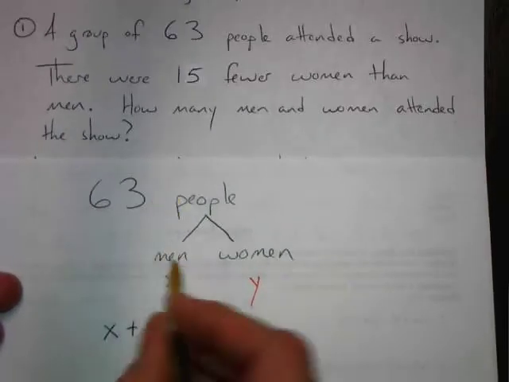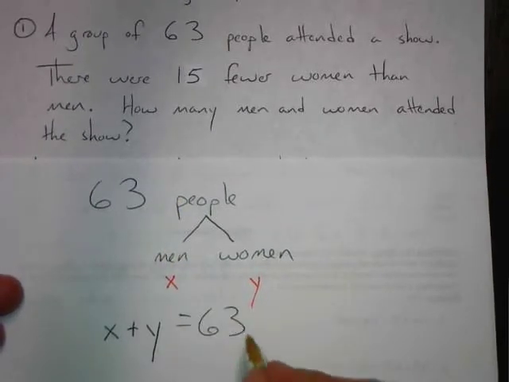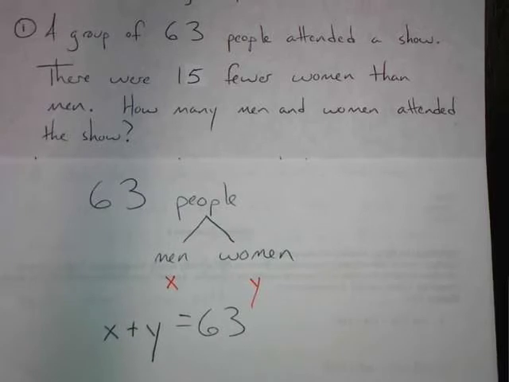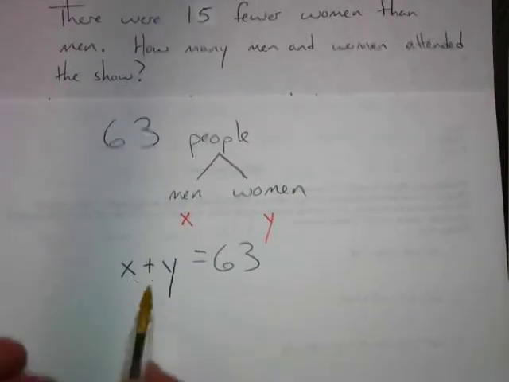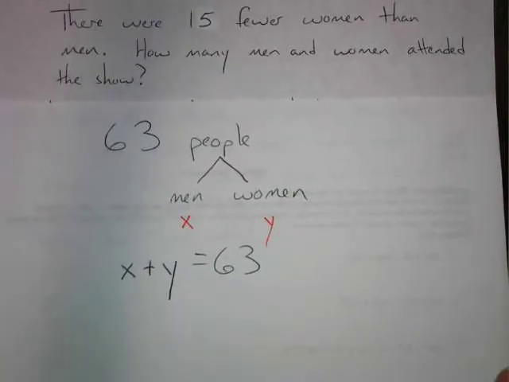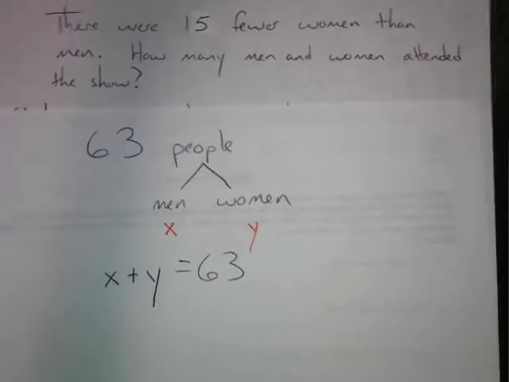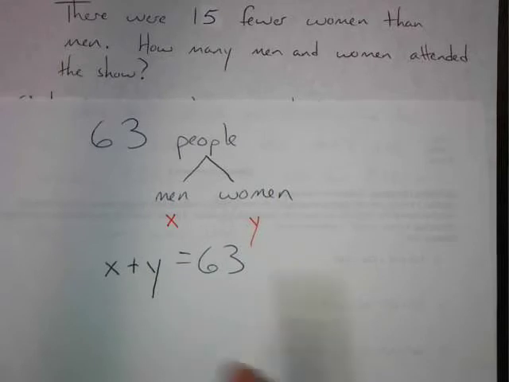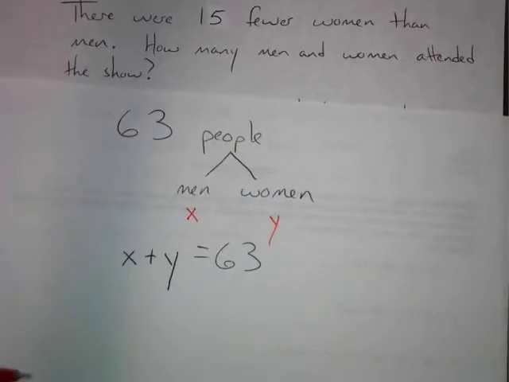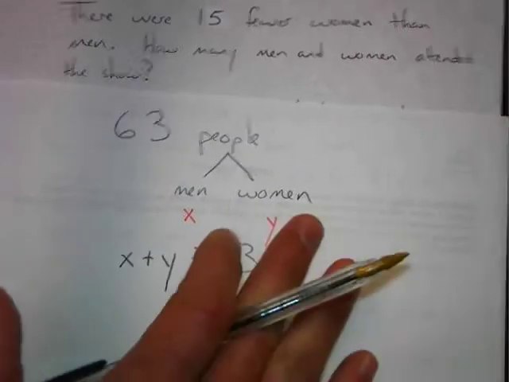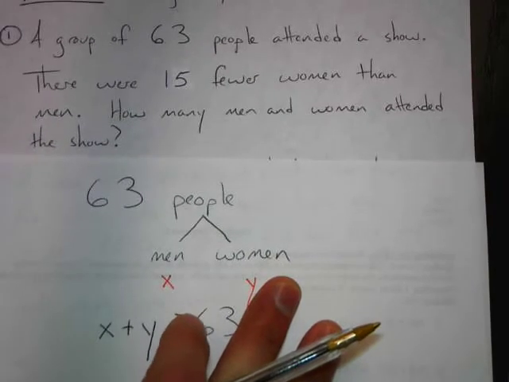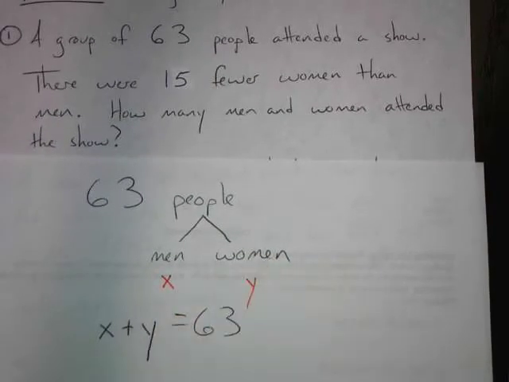Okay, so we have 63 people coming from the men and women. So take a look, we have an equation. But now, since we have two variables, we're going to need two equations. So let's continue reading the word problem and see if there's another equation we can make by reading and thinking.